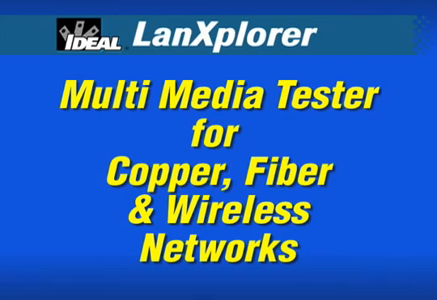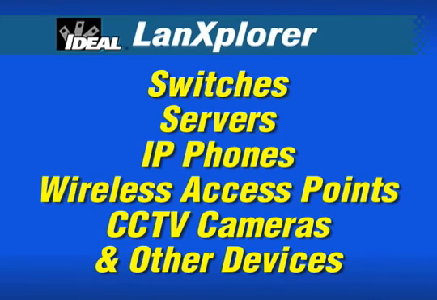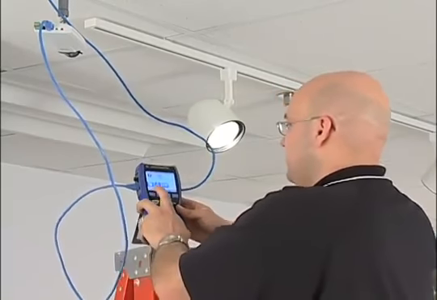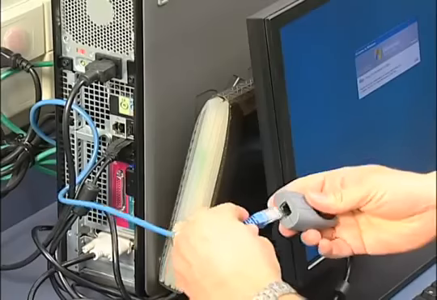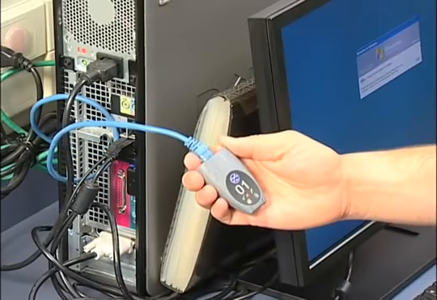The LanXPLORER Pro is a true multimedia tester for copper, fiber, and wireless networks. Its full gigabit capability allows it to be used anywhere in an Ethernet LAN to diagnose problems with switches, servers, IP phones, wireless access points, CCTV cameras, and any other Ethernet-enabled device. The LanXPLORER has excellent passive cable test functions for wire mapping and cable tracing, because 70 to 80% of network faults stem from cabling issues.